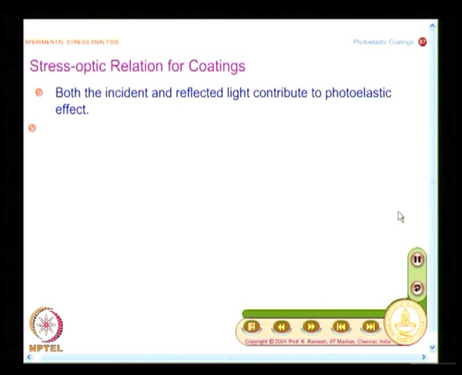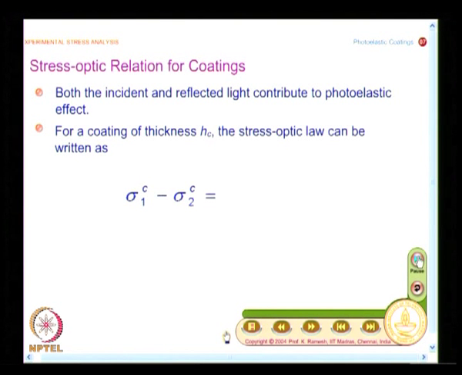And now, let us look at extrapolation of whatever we have learnt in transmission photoelastic analysis, and we look at stress optic relations for coatings. And I have already drawn your attention that both the incident and reflected light contribute to the photoelastic effect, because you are seeing the light reflected, and I said for a coating of thickness Hc, because the material I use is birefringent, it behaves like a crystal when it is loaded.